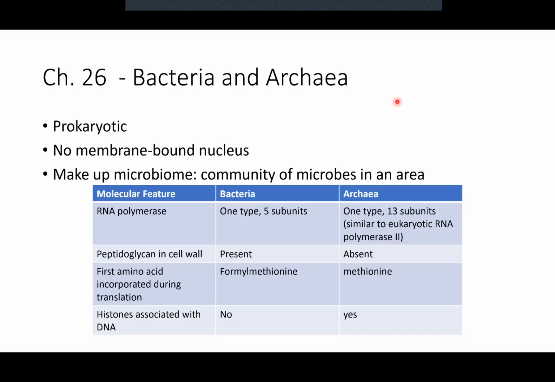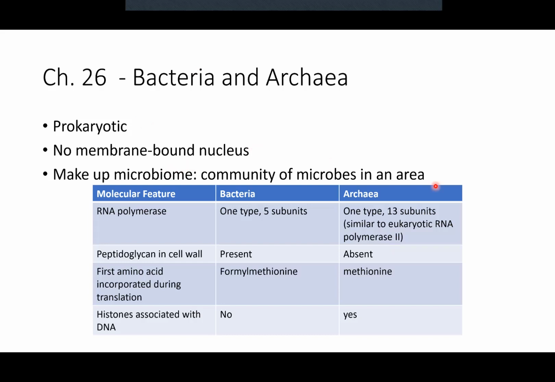So for chapter 26, like I said, that was bacteria and archaea. They're both prokaryotes. They both lack a membrane-bound nucleus, and they make up our microbiome, which is just a community of microbes in an area. So microbiomes in your gut, microbiomes on your skin, in your mouth, and then microbiomes all across the world.